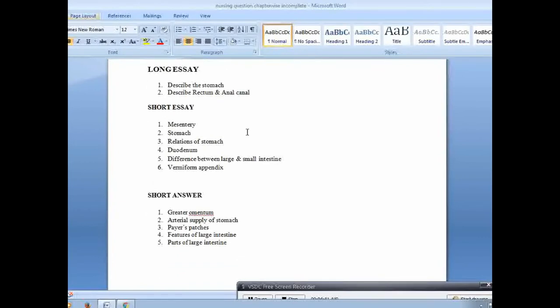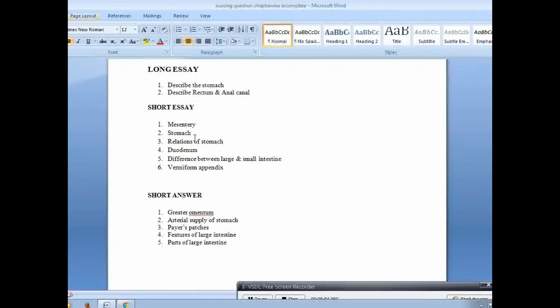Short essays. Mesentery. Mesentery is a part of peritoneum. It's a fold of peritoneum that is holding the small intestine. So you need to mention about the two attachments of mesentery onto the posterior abdominal wall, onto the intestine, right? And what it contains.